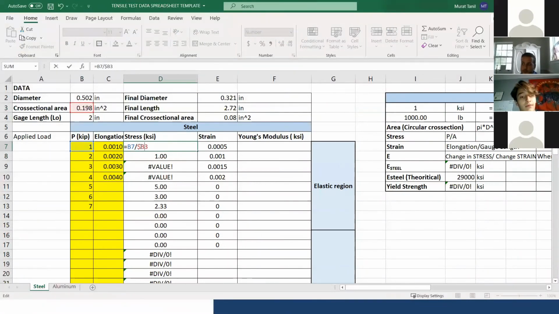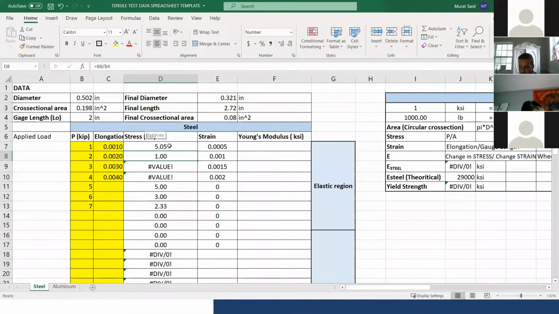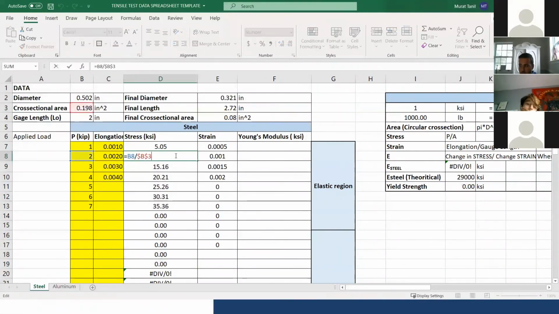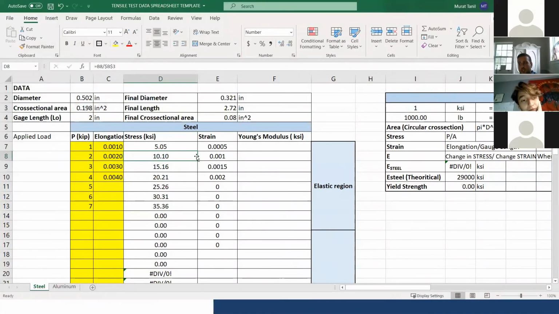So in order to prevent this, you lock the cell with the $ sign. When you put the $ sign, your cell stays the same. It doesn't change. You should do it like this. Okay, that makes sense? Yes, sir. Thank you so much. I did the same thing for the gauge length.